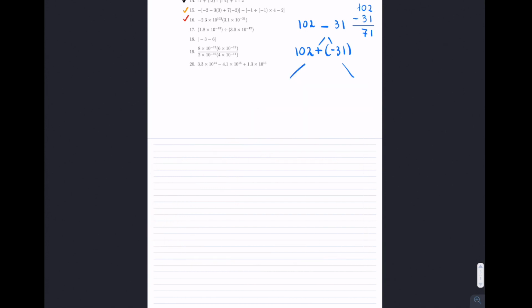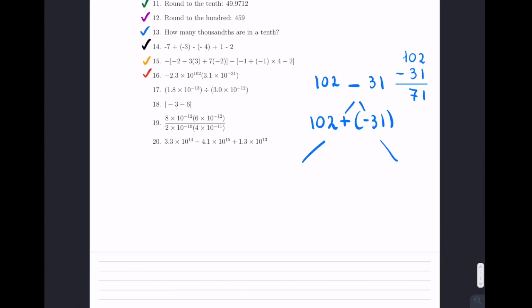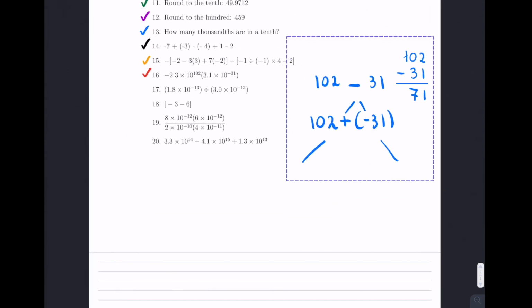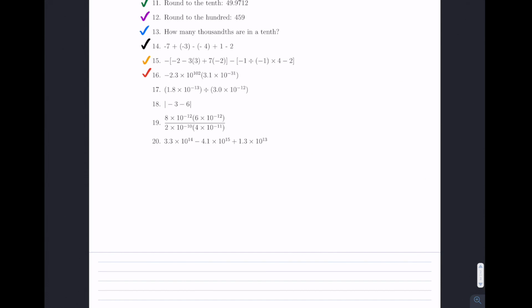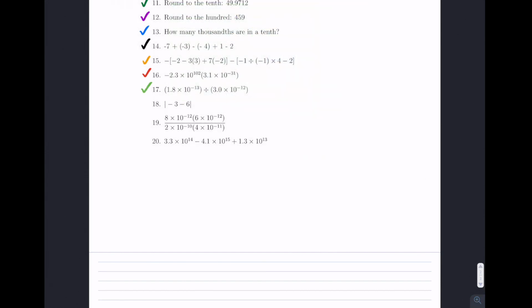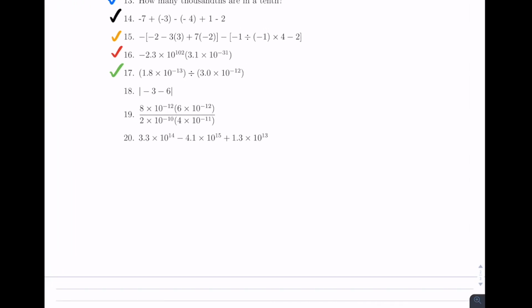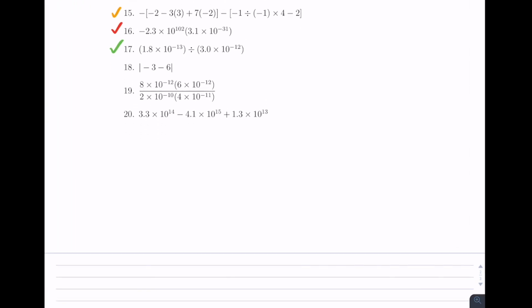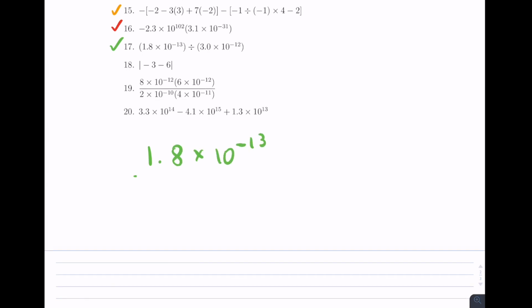Let's try now question 17. Now we have a division question. So we have 1.8 times 10 to the minus 13, and we're dividing, so you can write it in this way. That means exactly the same thing. This is called a fractional division.